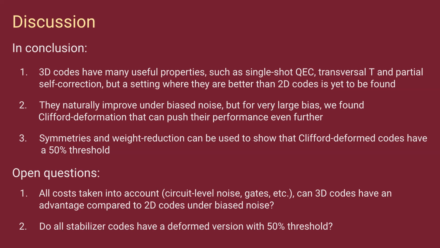And there are a few open questions. The first one is with all costs taken into account. If you take circuit-level noise, where we simulate all the gates, can 3D codes have an advantage compared to 2D codes under biased noise? And the second one is a sort of conjecture we described in the paper: do all stabilizer codes, or maybe just all topological codes, have a deformed version with a 50% threshold? Because for every code we tried so far, we found a deformed version with a 50% threshold. And that's it.